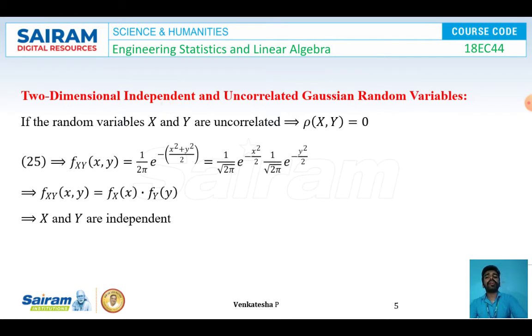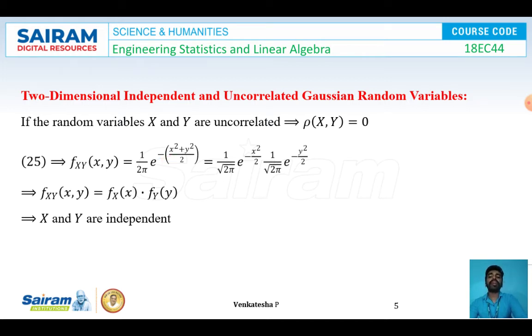Two-dimensional independent and uncorrelated Gaussian random variable. So suppose if the random variables x and y are uncorrelated, we can say rho of x comma y is equal to 0. Now if this rho of x comma y is equal to 0, if I replace in the two-dimensional Gaussian random variable formula, I'll be getting the PDF f_XY(x, y) is equal to 1 by 2 pi e power minus of (x square plus y square) by 2.